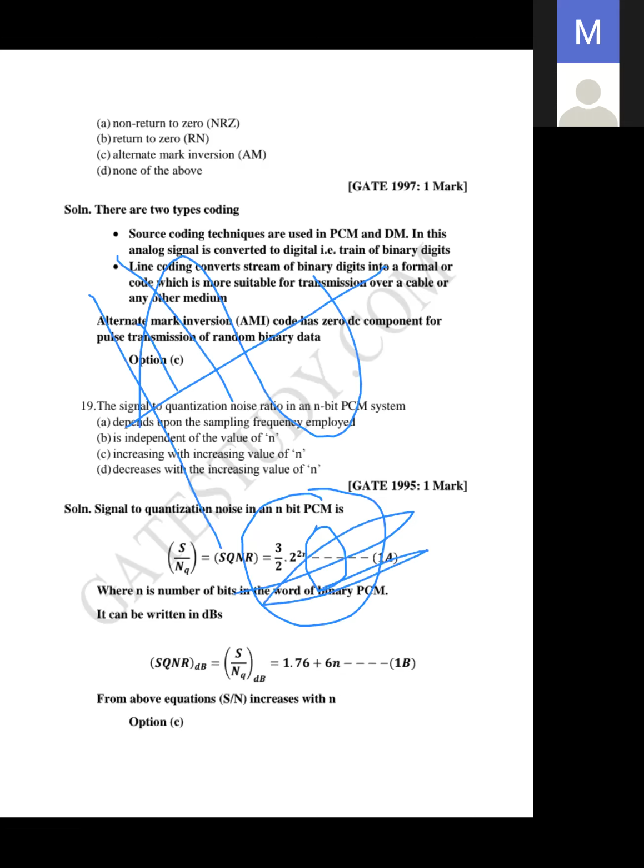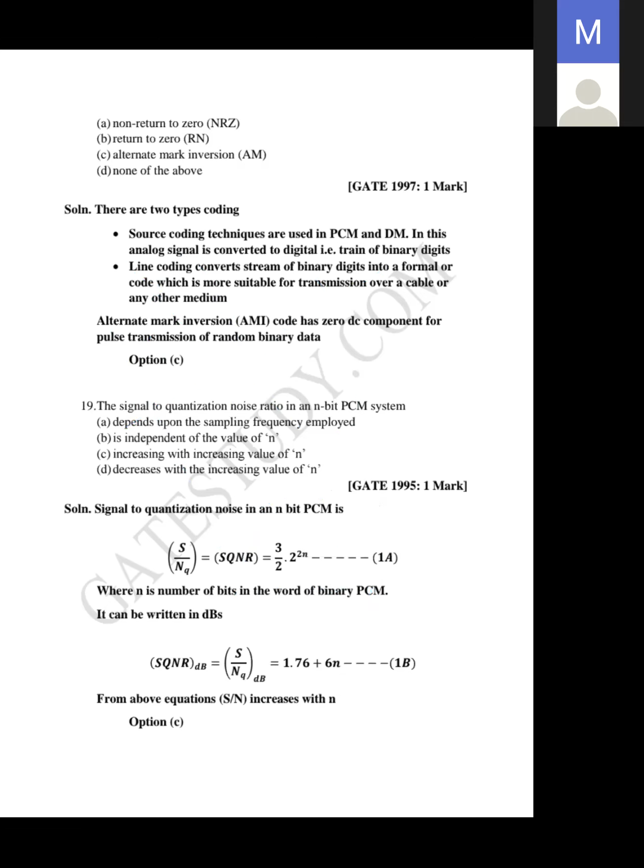In the final formula for the SNR of PCM, everything else is just integer values and a mixed fraction value, but n is the variable. If we convert this into decibels, the formula is 1.76 plus 6n. So n is the number of bits.